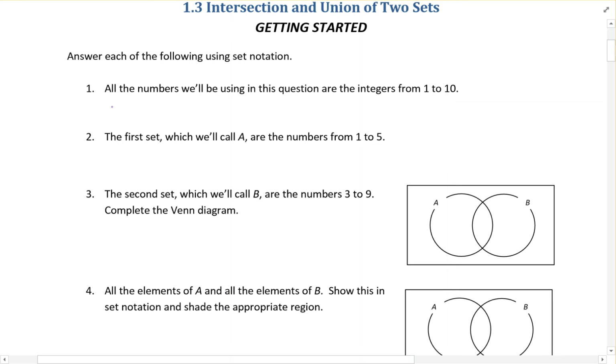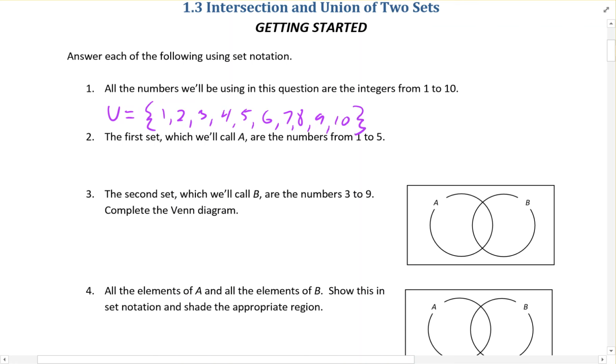So I'm just going to say U and write this in set notation. So integers from 1 to 10. So that's 1, 2, 3, 4, 5, 6, 7, 8, 9, and 10. So that's my universal set.